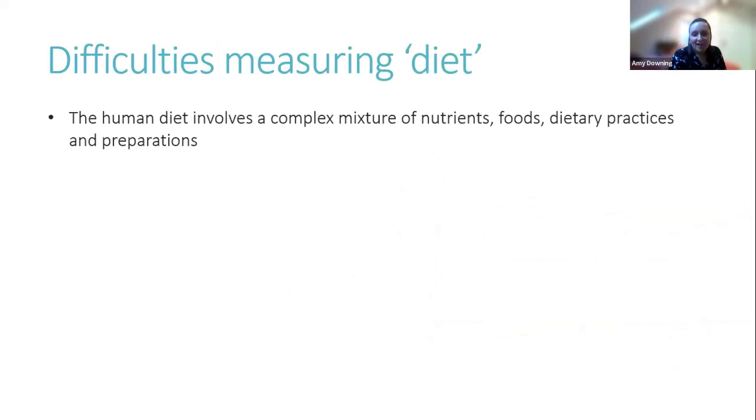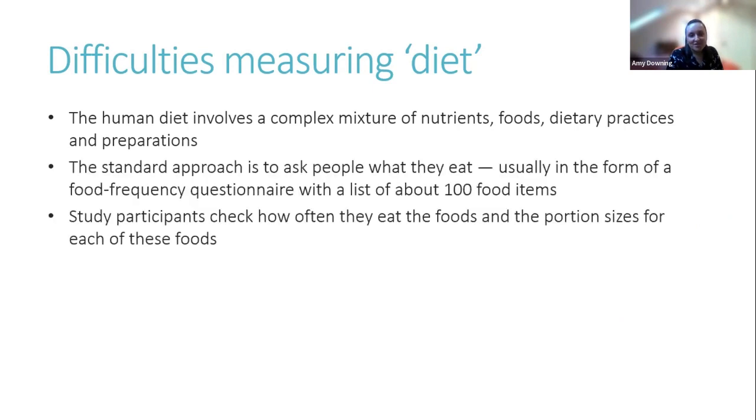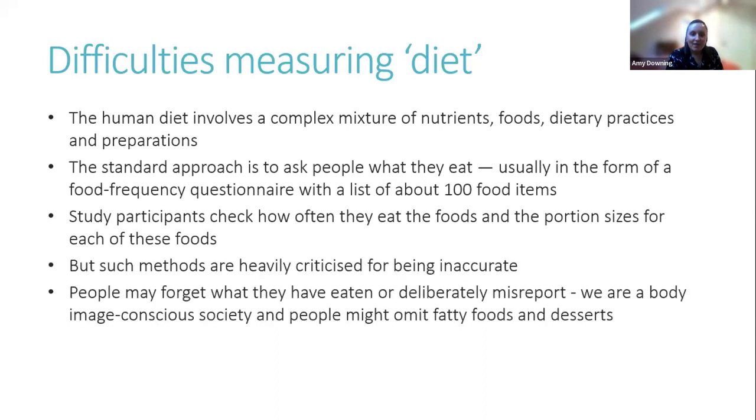The human diet is complex. It involves a mixture of nutrients, foods, different preparations and practices. And so this makes it complex to measure. And one of the standard approaches that we use is to ask people what they eat. And this is in the form of a food frequency questionnaire. So it's a really long list of food items, and participants check off what types of food they eat, how often, and the portion sizes. But obviously, people might not be that great at remembering what they've eaten. They might forget, or they might deliberately misreport. And so these methods have been criticised for being inaccurate.